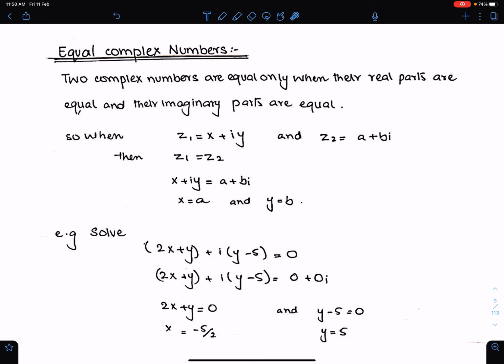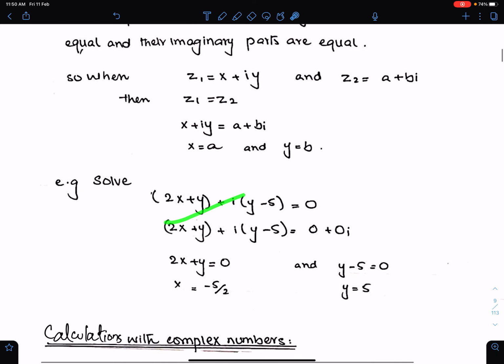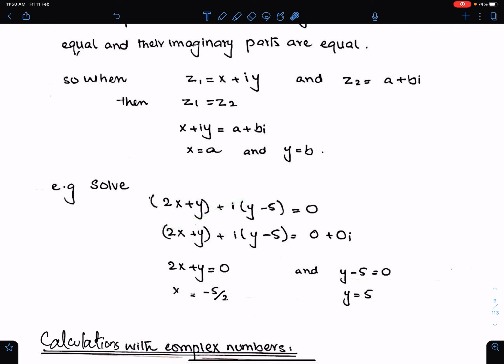We can use this fact in this example while solving this question. The question is to solve this equation. We just need to write this 0 as 0 plus 0i first, and then we need to equate the real part with the real part and the imaginary part with the imaginary part. So 2x plus y is equal to 0 and y minus 5 is equal to 0. So we have these answers of x and y.